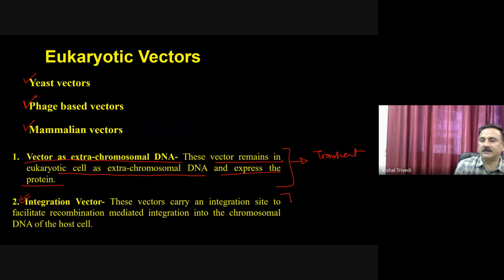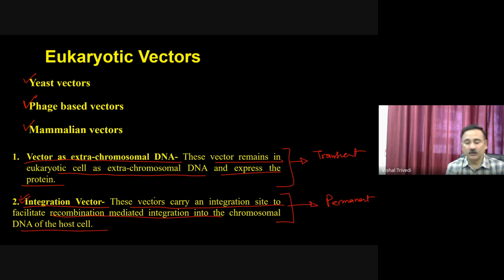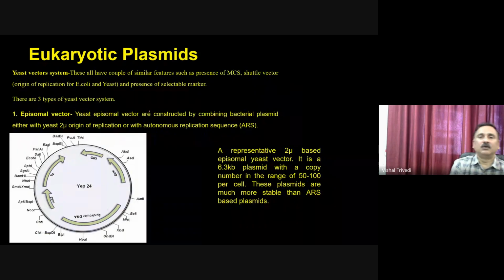Okay, whereas these ones are present in the permanent system, where you are putting them into the integration vector. So these vectors carry the integration site to facilitate the recombination-mediated integration into the chromosomal DNA of the host cells. So one of the eukaryotic plasmids is yeast, right?